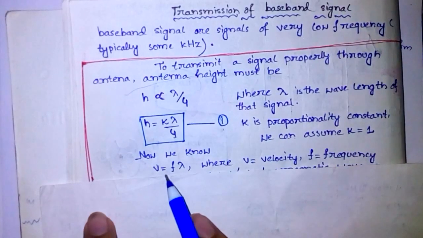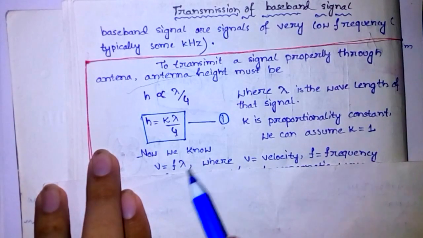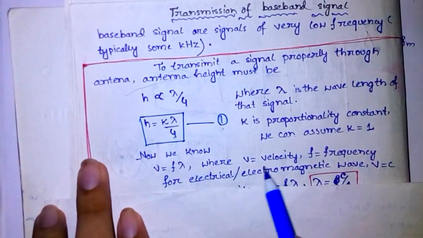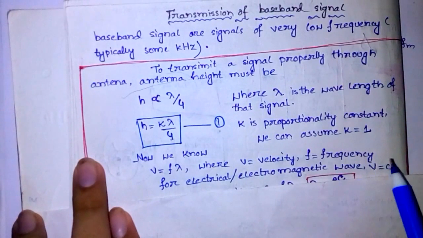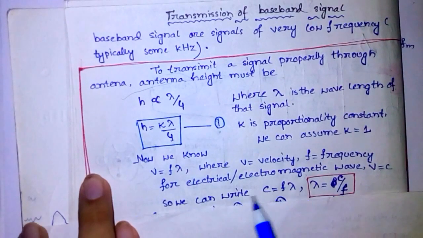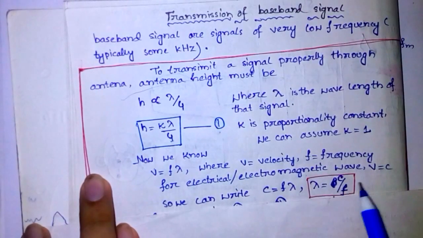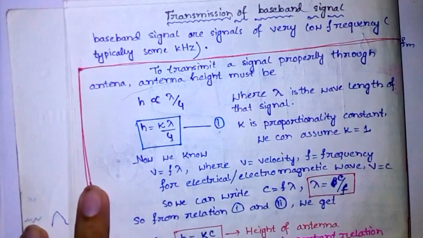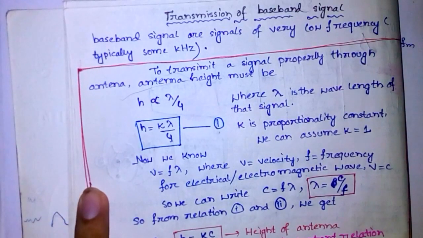Now we know that the velocity of a wave equals frequency multiplied by wavelength, where v is the velocity and f is the frequency. For an electromagnetic wave, the velocity equals the velocity of light, so we can write v as c. Then c equals f lambda, so lambda is c by f. We can put the value of lambda in equation 1, so h equals kc by 4f. We can consider k as 1 for simplicity.